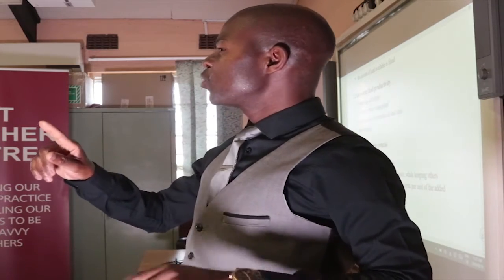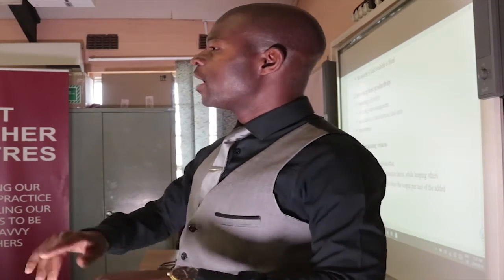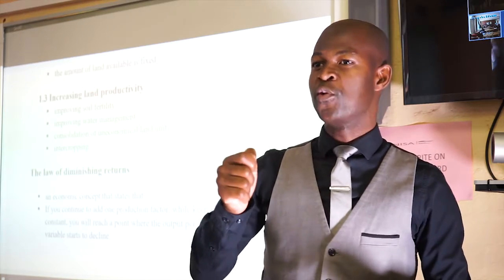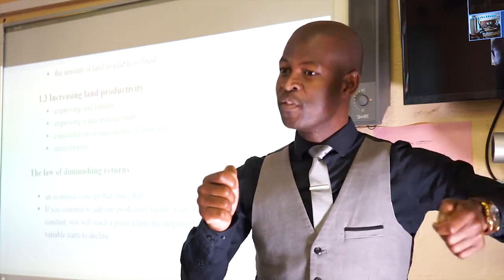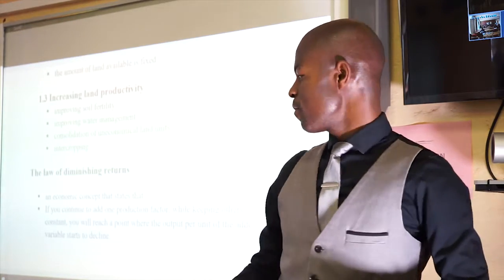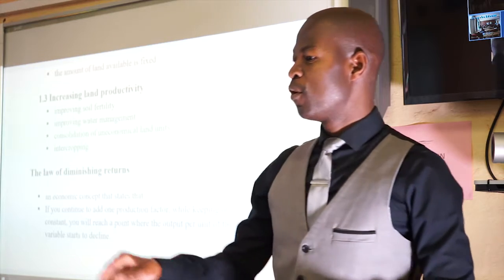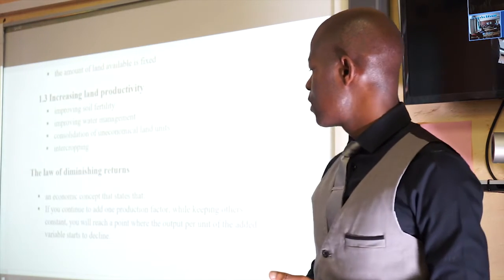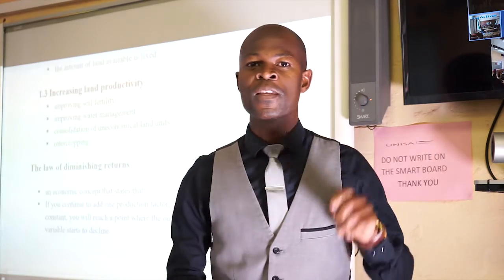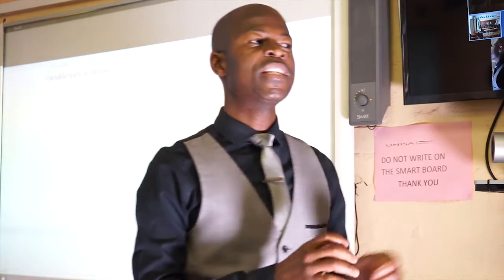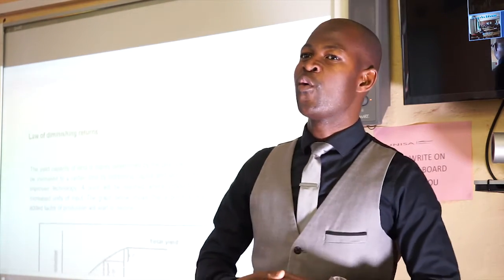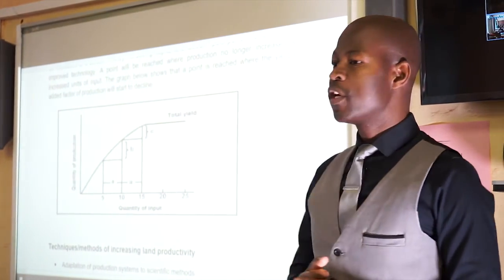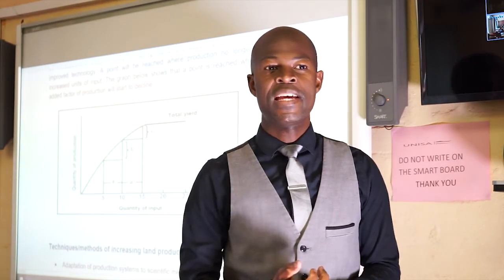So at one point, as much as you put fertilizers, the soil will not give you the expected results. I have a graph on the side to show what is meant by the law of diminishing returns. Still, it takes us back to grade 11, where we said that when testing for soil nutrients, we look into what the soil has.